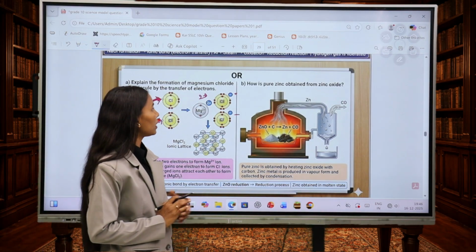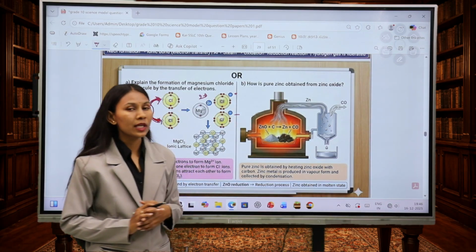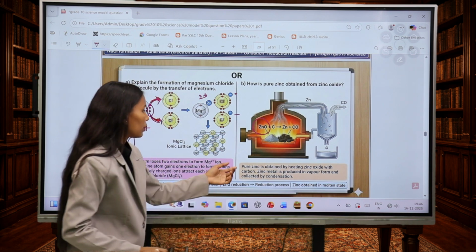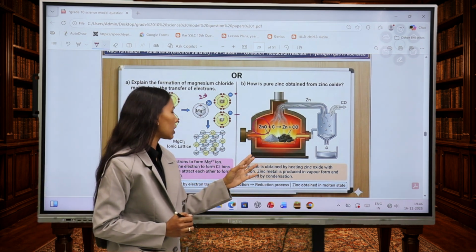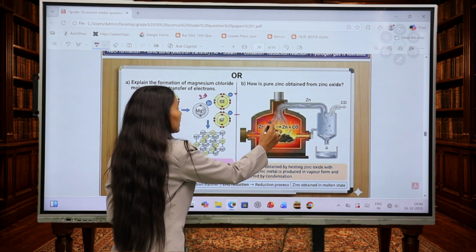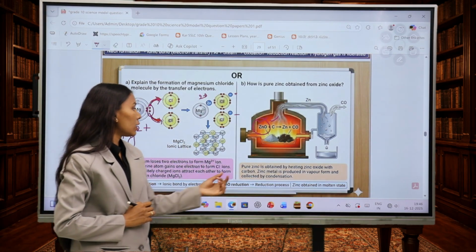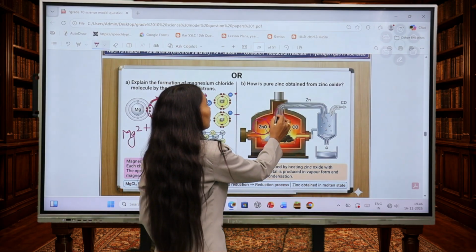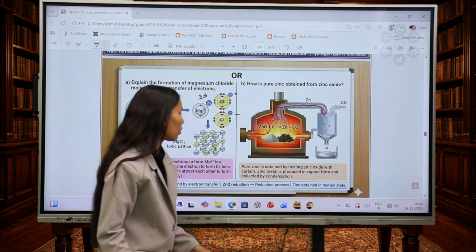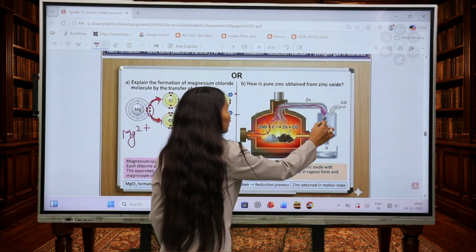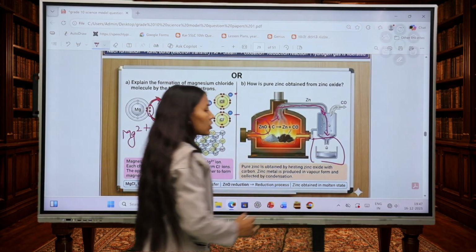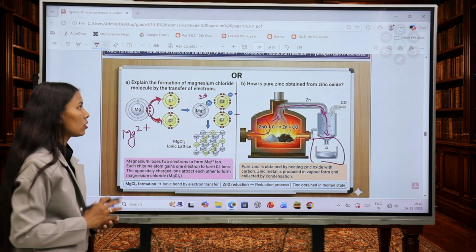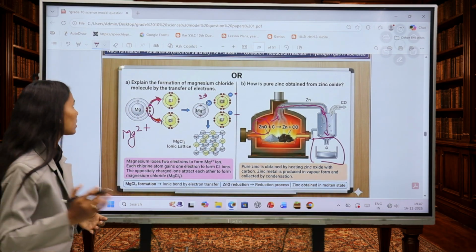Question B: how is pure zinc obtained from zinc oxide? Pure zinc is obtained by heating zinc oxide with carbon. Here zinc metal is produced in the vapor form and collected by the condensation process. So this is how pure zinc is obtained. So let's go to the next question.